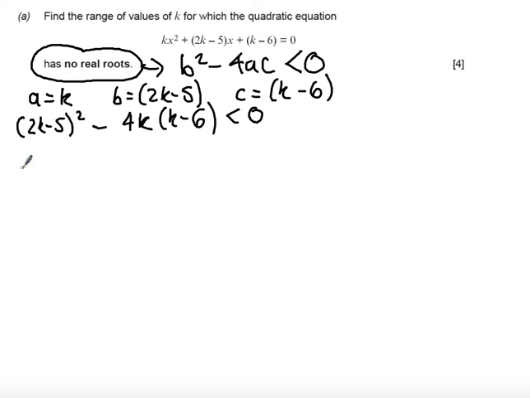So first, expanding (2k minus 5) squared, I get 4k squared. 2k times minus 5 is minus 10k. That's going to happen twice, so I'm going to get minus 20k. Minus 5 times minus 5 is plus 25. Take care with this next term. I'm going to get minus 4k times k is minus 4k squared. And minus 4k times minus 6 is plus 24k.